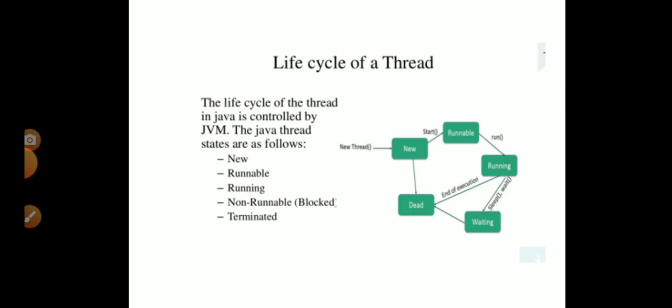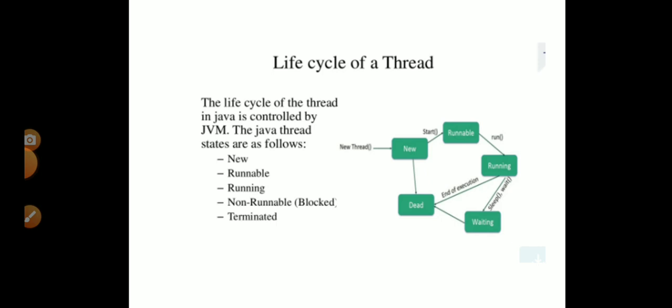When it starts executing by using the start function, it moves to the runnable state. After starting, it is going to run. To run the particular thread, you have to use the run function. When we use the run function, from the runnable state it moves to the running state. In the running state we have two ways of processing: either it can go to the waiting state or it can go to the dead state.